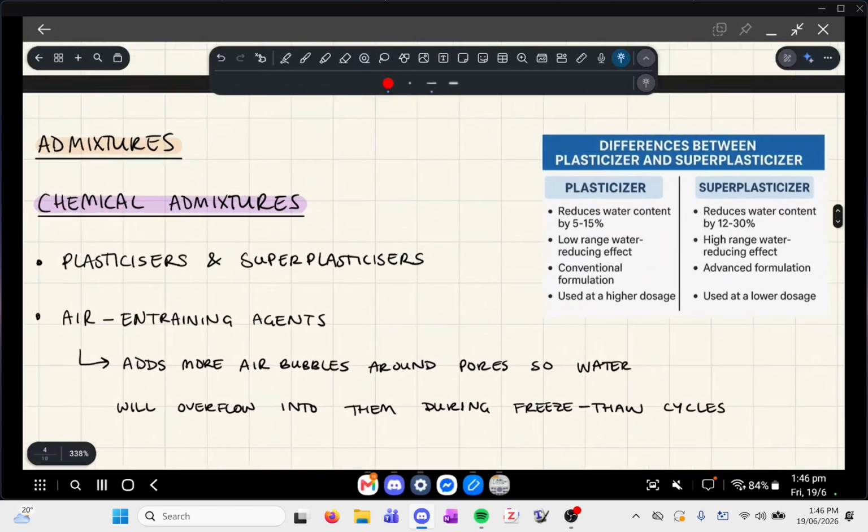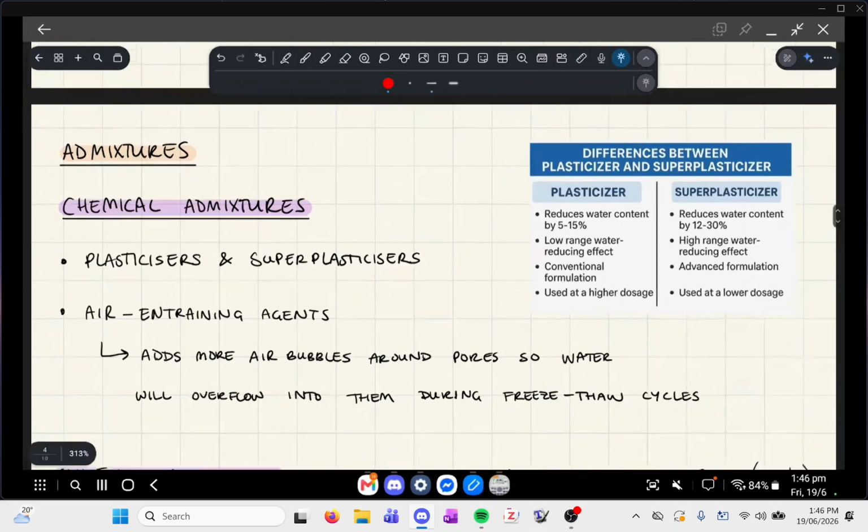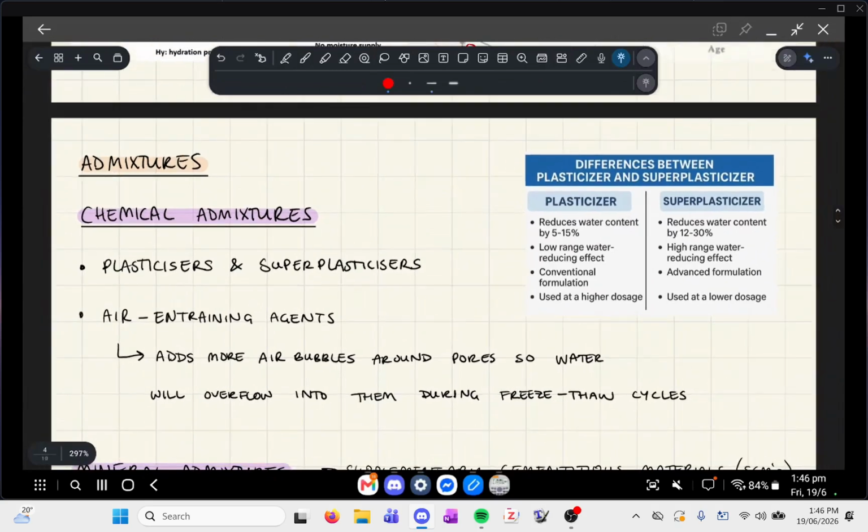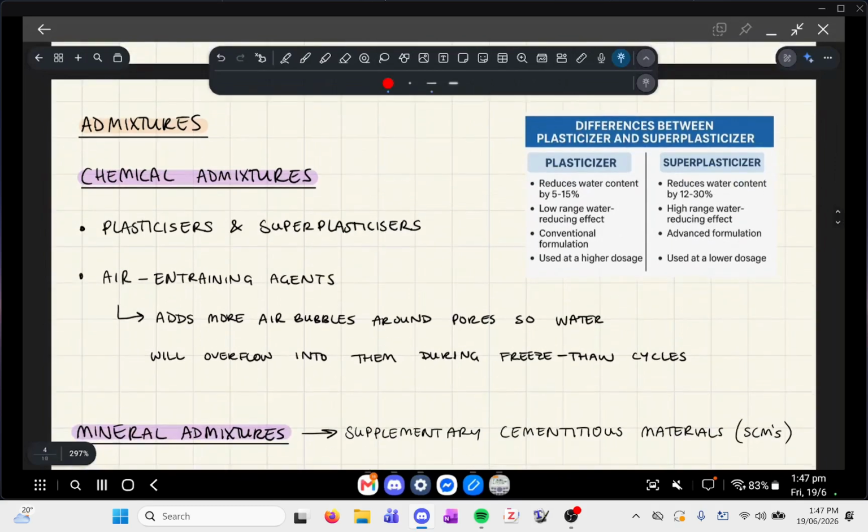you can reduce the water content by adding in these plasticizers, and it will affect the workability essentially. So without adding more water, you can essentially make your concrete more runny. Okay, so that's a plasticizer, and super plasticizer is that, but on steroids. Like you don't have to add in as much of a super plasticizer to get the same effect as the plasticizer does.